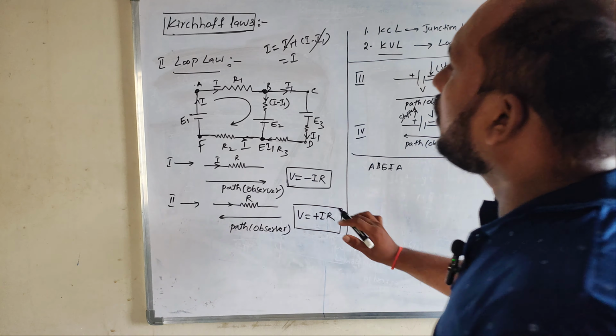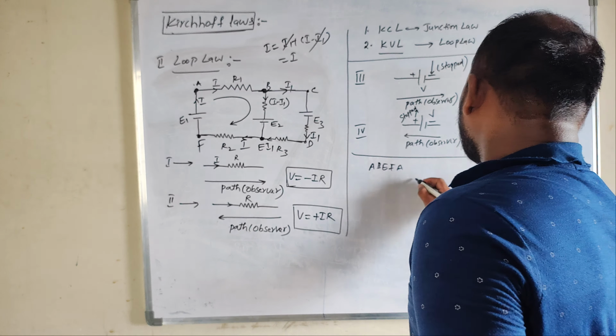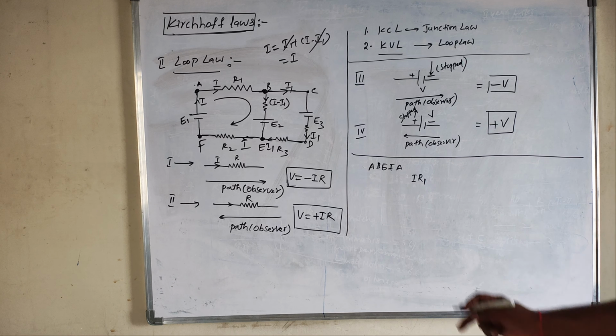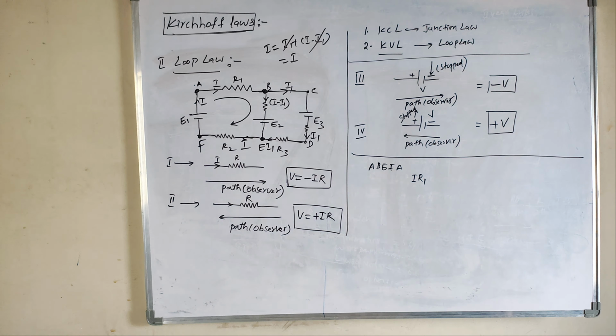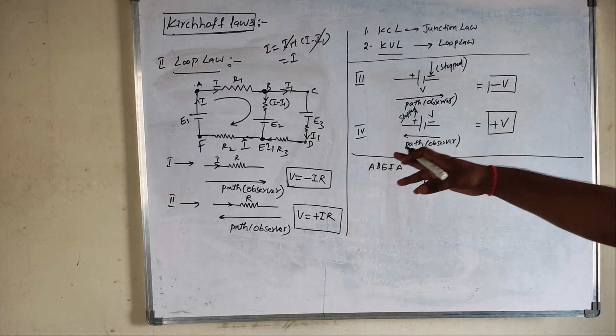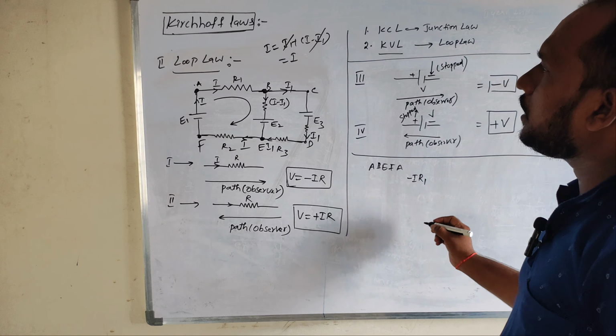Now we are traveling A to B. What is the resistance? R1, so the voltage drop is IR1. But what is the sign? The observer path and current direction are both the same, so we have to put minus. Minus IR1, because the path as well as current direction is the same.